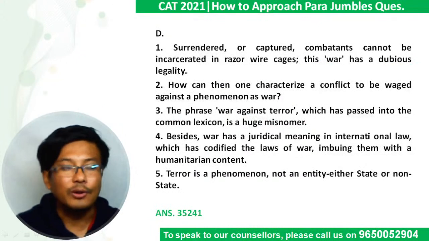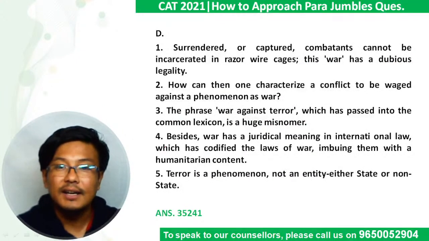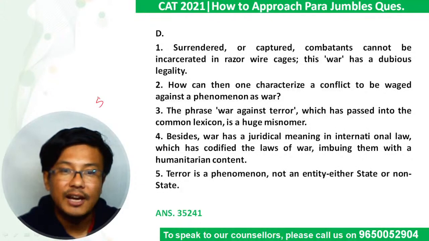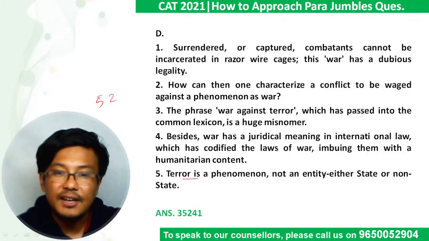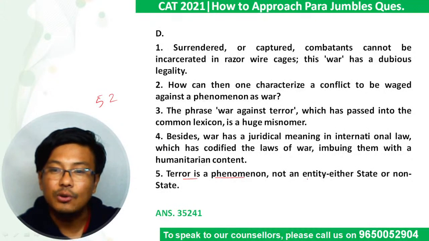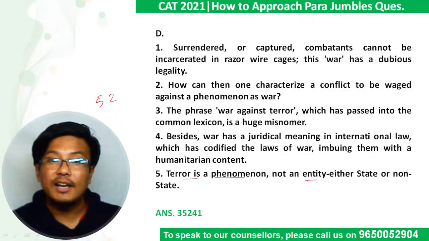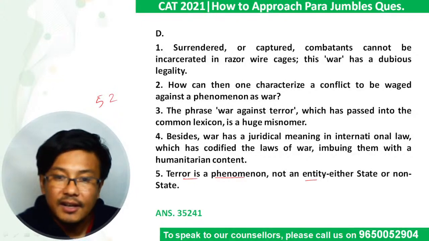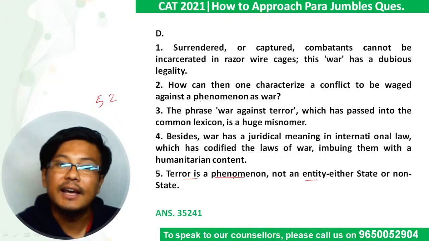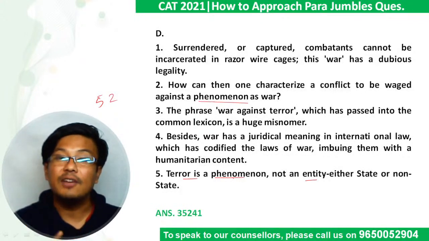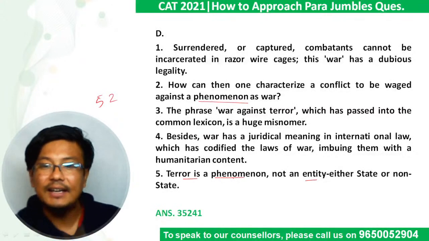3 is the starting. Even if I do not know 3 is the starting, one thing which I found definitely is the relation between 5 and 2. Think about this. Terror is a phenomenon. It is not an entity. If this is the case, then how can you have war against terror? So terror is a phenomenon. So in that case, how can you have a war against the phenomenon? So 5 and 2 are very distinctly connected.